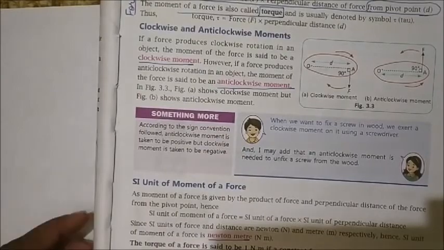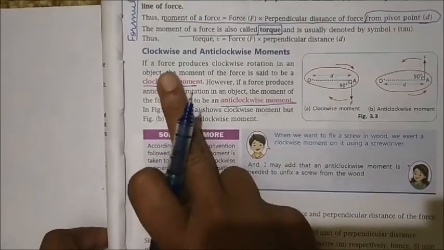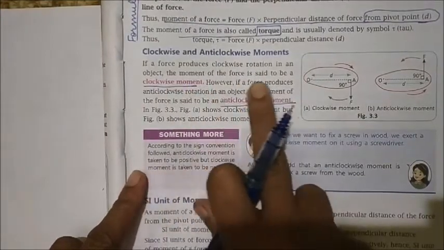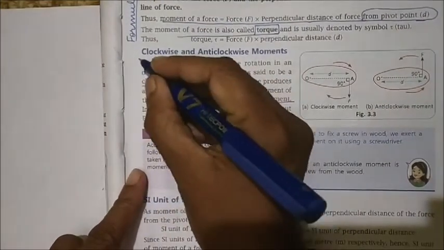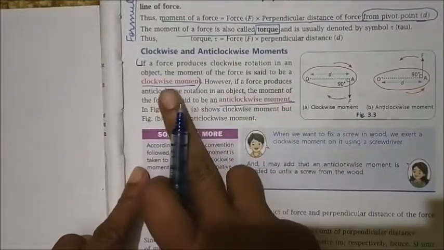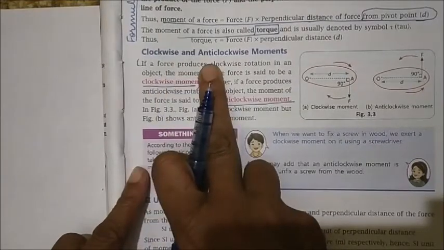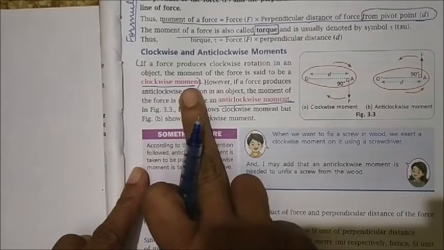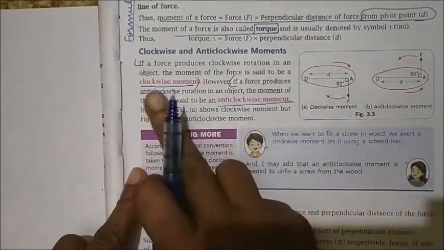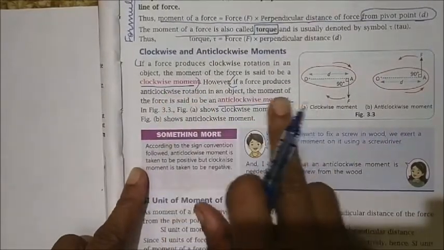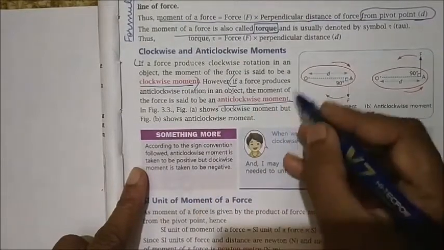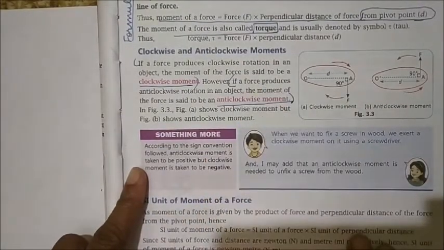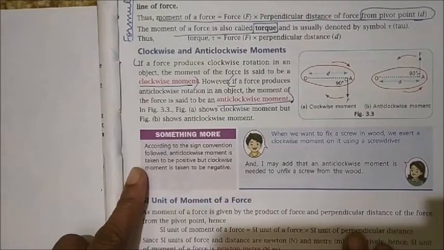Now come to the definition in your book. If a force produces clockwise rotation in an object, the moment of force is said to be a clockwise moment. So if they ask you to define clockwise moment, this will be the definition. Then if a force produces anti-clockwise rotation, it is called anti-clockwise moment. That's all. These are the two definitions of clockwise and anti-clockwise.